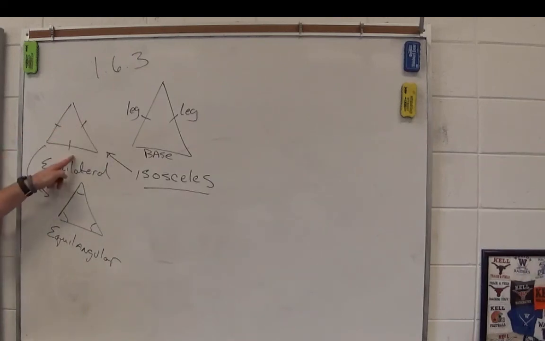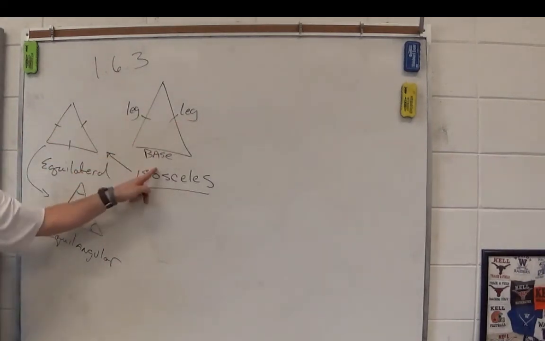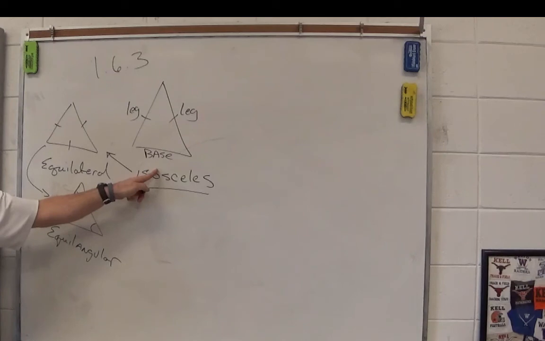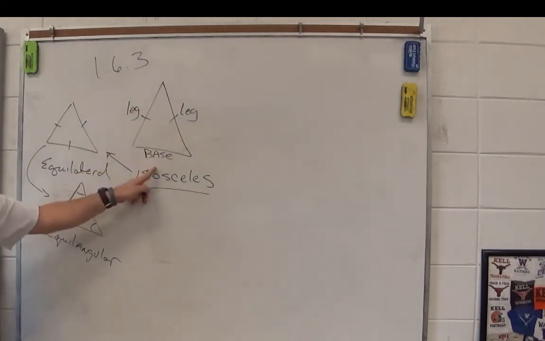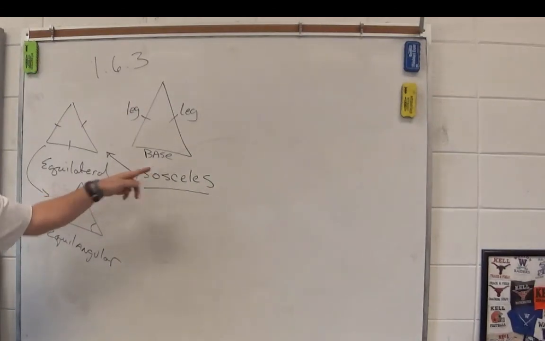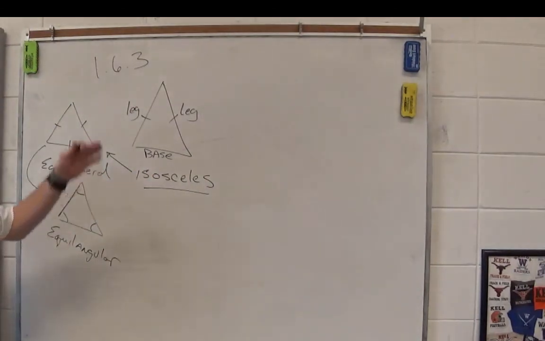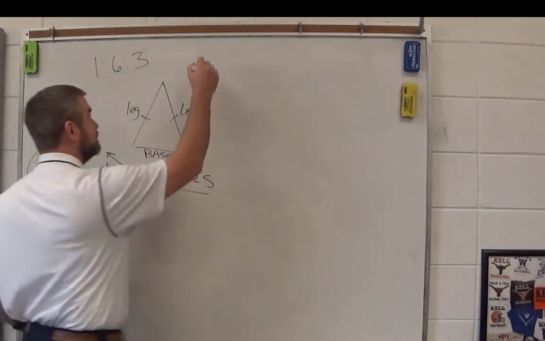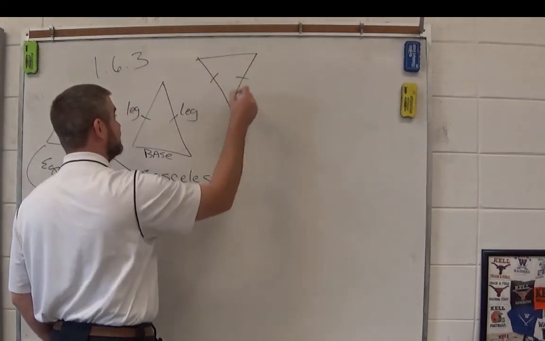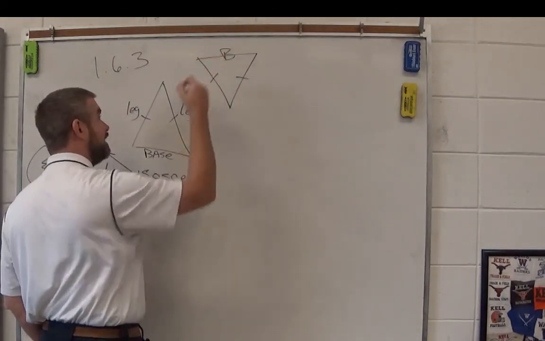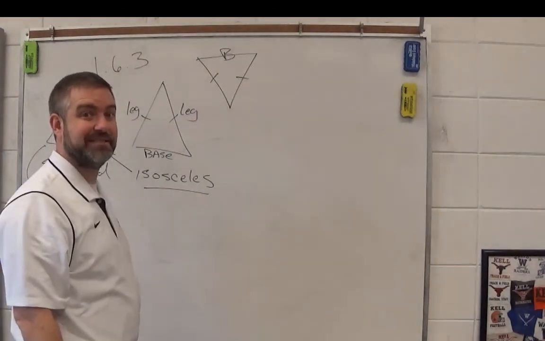Think about it. 4, 4, 4. In this one, you got 4, 4, and some number that's not 4. It could be 3, it could be 7. But you got 4, 4, and a number that's not 4. In order to know the base angle theorem, you got to understand where's the base. Okay, so on this one, tell me where the base is. At the top. Sometimes it's good for you to label that base.